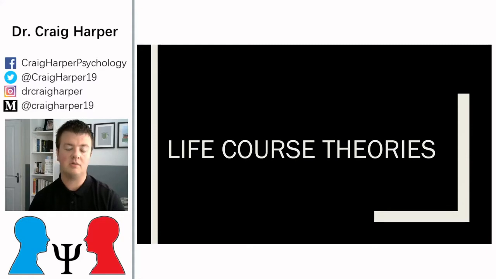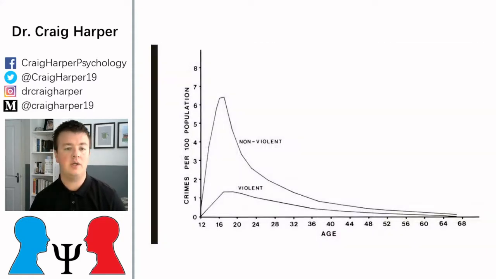Okay, so we'll start by looking at some life course theories. Essentially what we're doing when we're looking at life course theories is looking at this age crime curve and looking at what happens throughout the life course. So, for example, what is it about some people in their early teens that might set them on this trajectory up to delinquency?